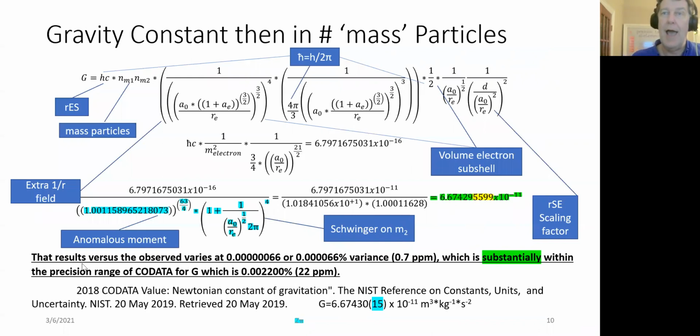So that means I have a result that's within 0.7 parts per million to the observation, and the precision range of that observation is 22 parts per million. So I'm within 3% of the exact center of the current range that they're not even sure of. So within that 22, I'm within a tiny difference of that. This number has done it.